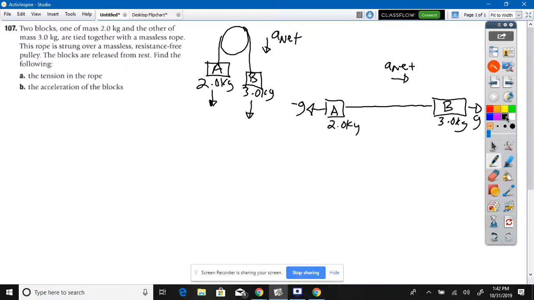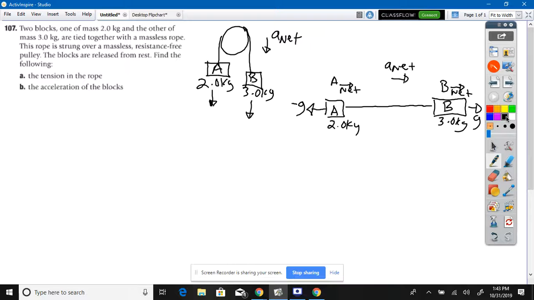We also have to take inventory of all the pulling that's going on. So we have gravity of block A pulling that way, and gravity of block B pulling that way. We have a net acceleration. Which ones are moving with net acceleration, one block or both blocks? Both blocks. So the tension in the rope is caused by block B pulling with a net acceleration going this way, and A is also going this way too, at the same net acceleration.